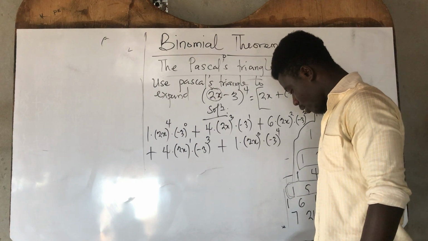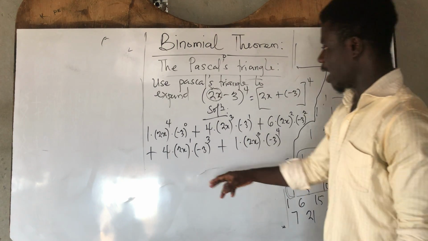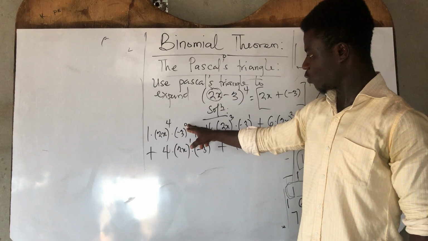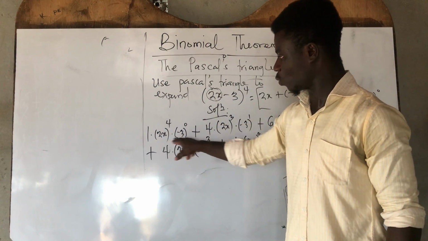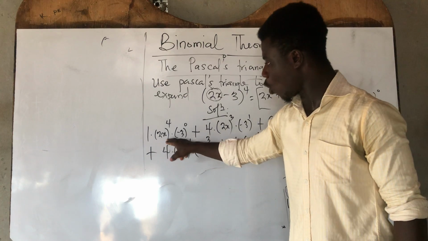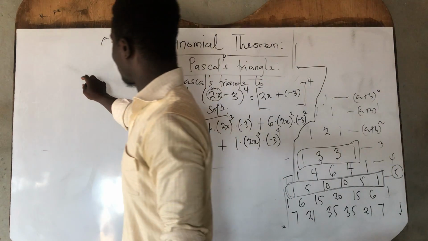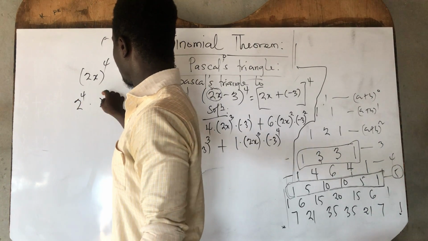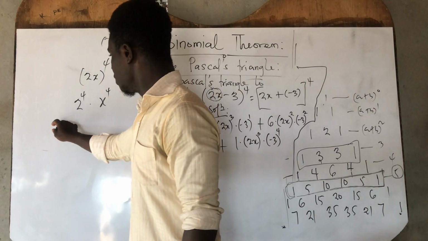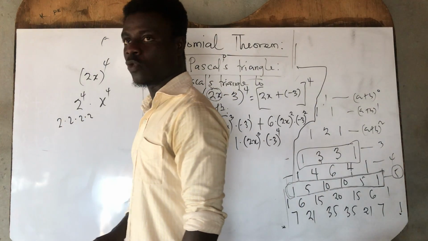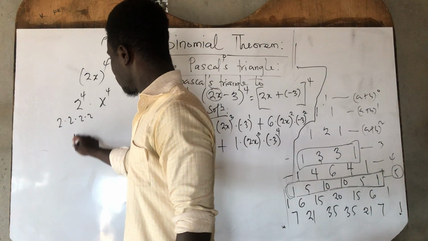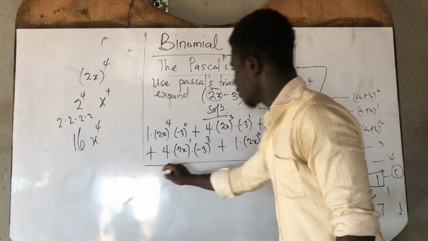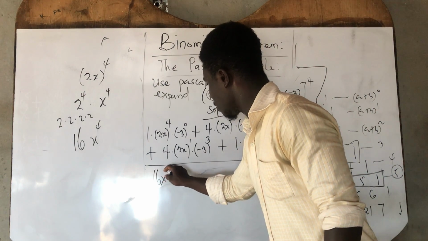So now, let's proceed. We have 1 times (2x)^4 times (-3)^0. (-3)^0 gives 1, and 1 times 1 is 1. So I'm left with (2x)^4, which is the same thing as 2^4 times x^4. 2^4 means 2 times 2 times 2 times 2; 2 times 2 gives 4, 2 times 2 gives 4, so we have in all 16x^4. So the whole of this is 16x^4.